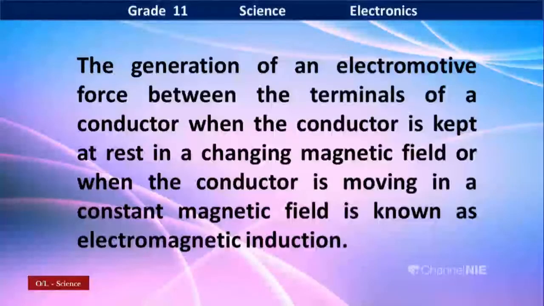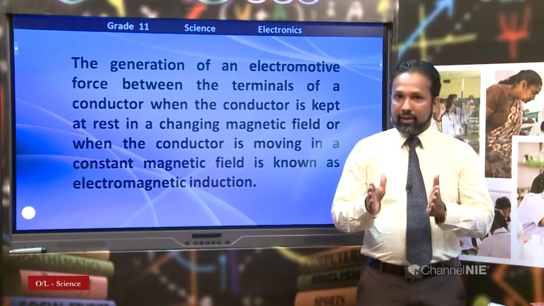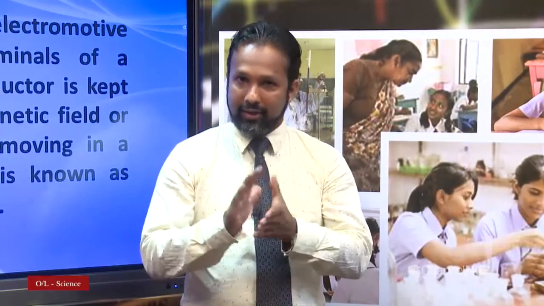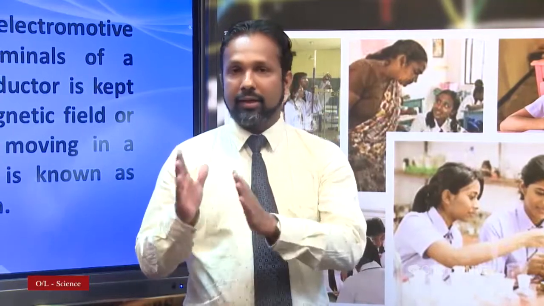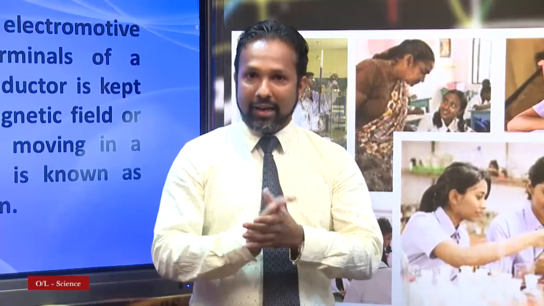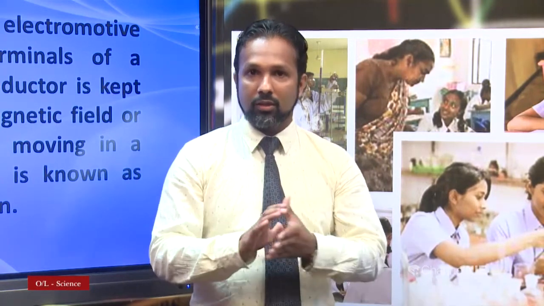The generation of an electromotive force between the terminals of a conductor, when the conductor is kept at rest in a changing magnetic field, or when the conductor is moving in a constant magnetic field, is known as electromagnetic induction. All right. That means, my dear children, you can understand that Michael Faraday discovered that electricity can be generated by moving a magnet inside a coil or by moving a coil near a magnet. This is called electromagnetic induction. What happens really is inducing an electromotive force through the coil, right?